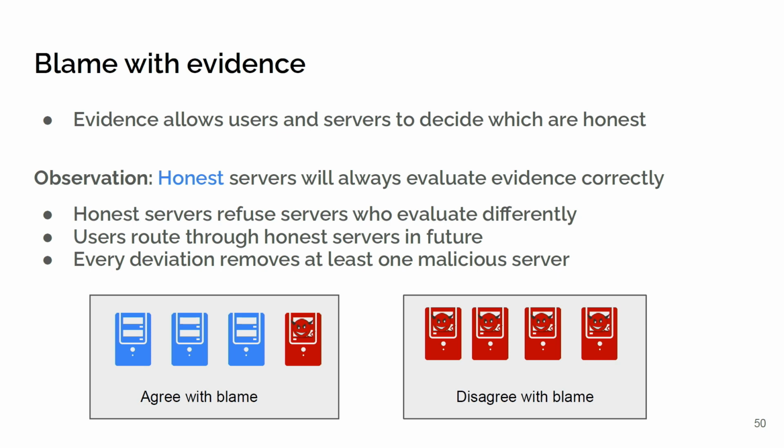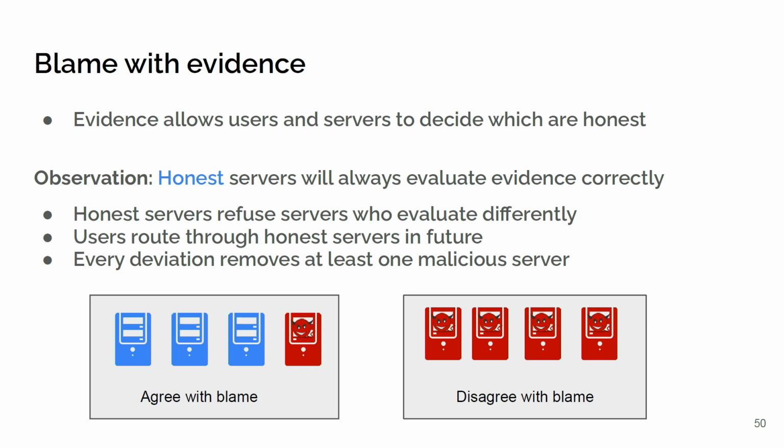Okay. So once we have this evidence, we can decide which servers are honest. The way we do this is we make the observation that honest servers will always evaluate this evidence correctly. So if we look at this as a dispute, there'll be some servers that agree with blaming some server and some that disagree. And all the honest servers will be on one side of this dispute. And so what the honest servers should do is refuse to work with the servers who evaluate differently. Furthermore, because we ensure the evidence is publicly verifiable, users can also verify the evidence.